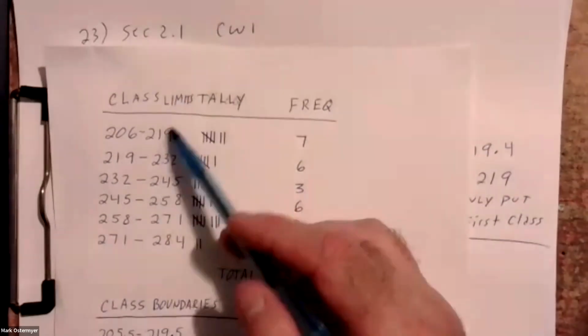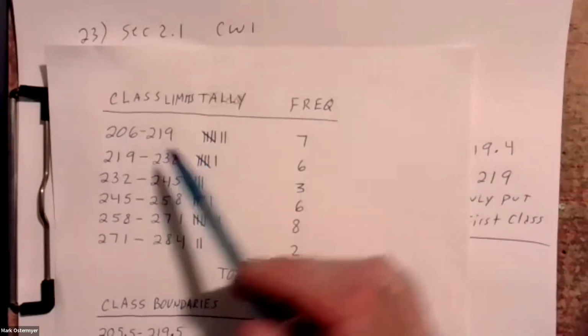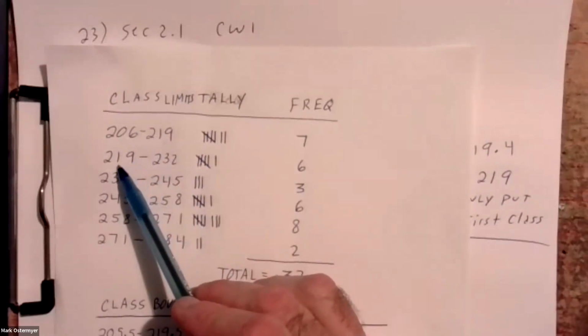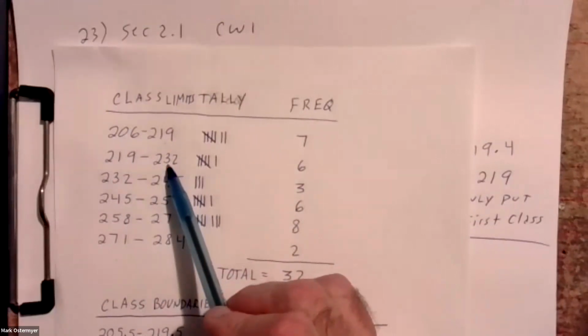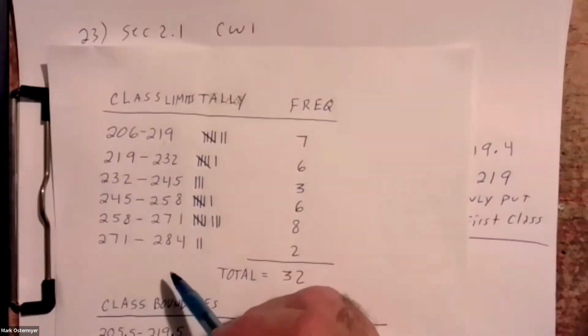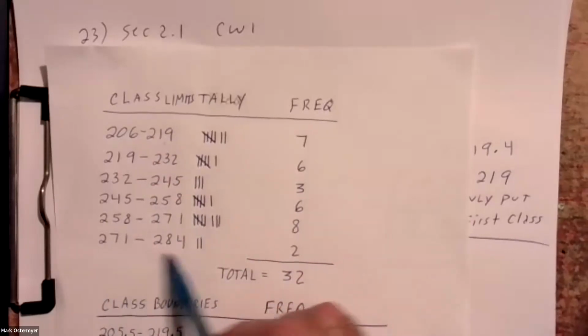All right, ladies, the class boundaries are not going to be correct with this here. Let's just go with the class limits. The class boundaries are going to be off because I should have gone 206 to 218 and then 219 to 231. So the class boundaries are not going to be correct here, but let's just go with the class limits. What I want you to do now, using class limits, is see if we can make a frequency histogram for this.